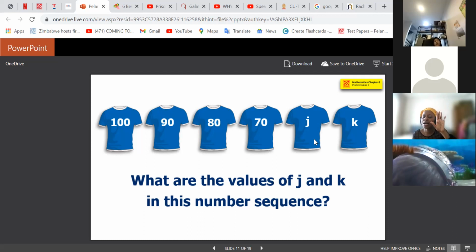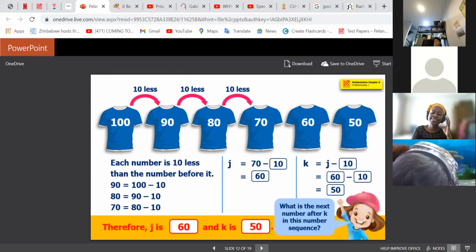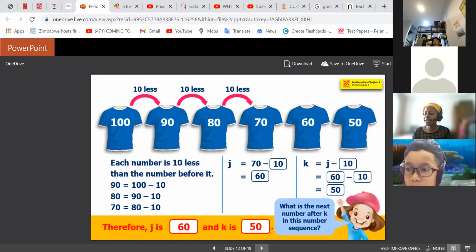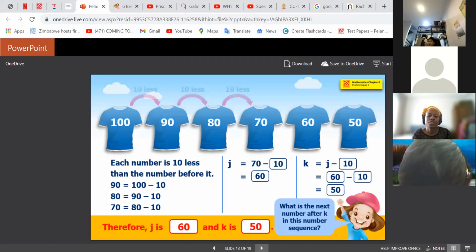Number 17, Kanya, your hand is up. Do you have any question? So guys, these are the answers to the example on page 123. In your textbook, this is page 123. Do we have any questions, guys? If there are no questions, let's proceed.